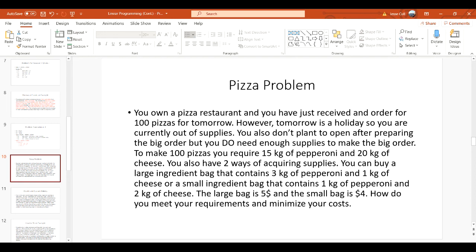You also have 2 ways of acquiring supplies. You can buy a large ingredient bag that contains 3 kilograms of pepperoni and 1 kilogram of cheese, or a small ingredient bag that contains 1 kilogram of pepperoni and 2 kilograms of cheese. The large bag is $5 and the small bag is $4.